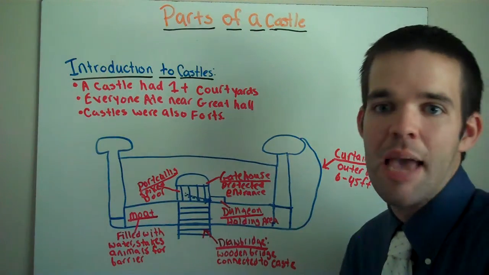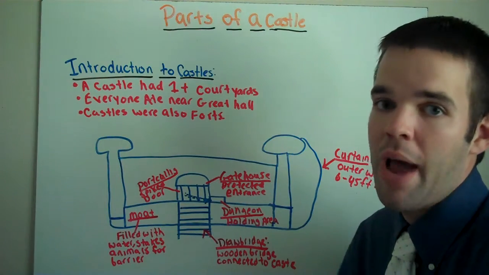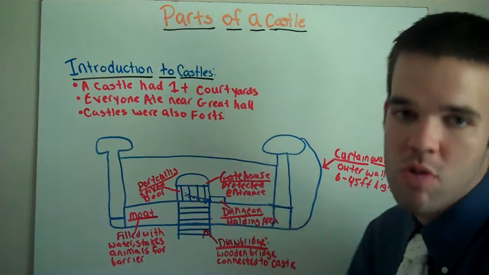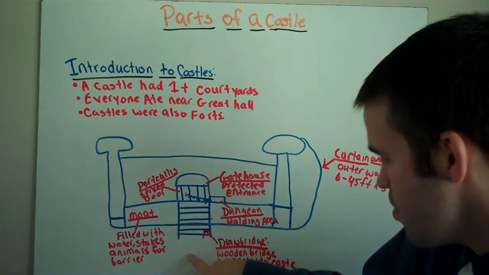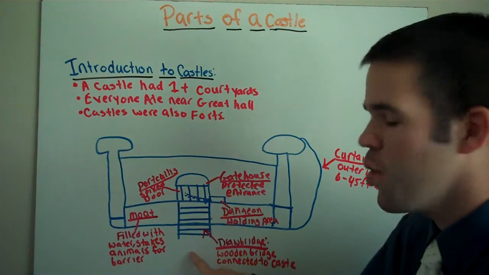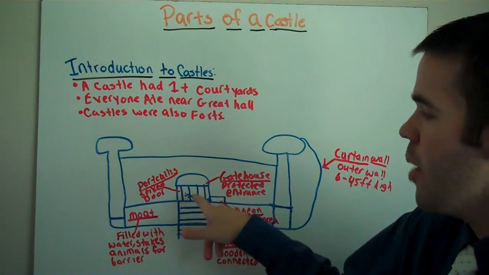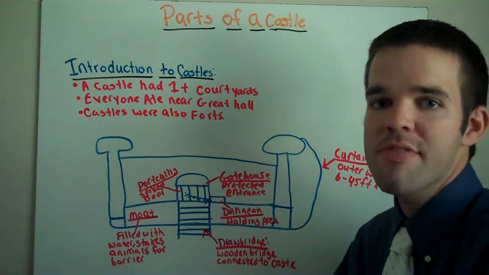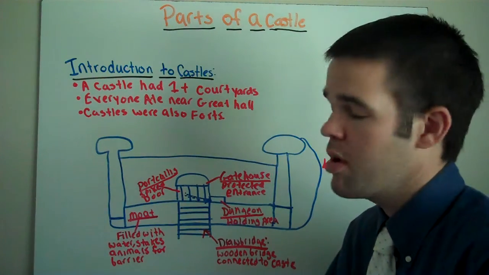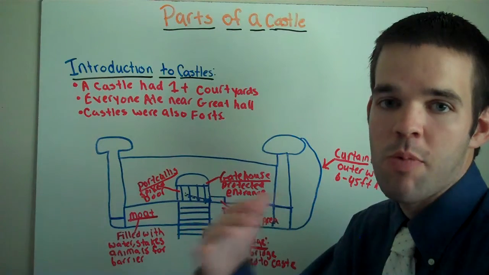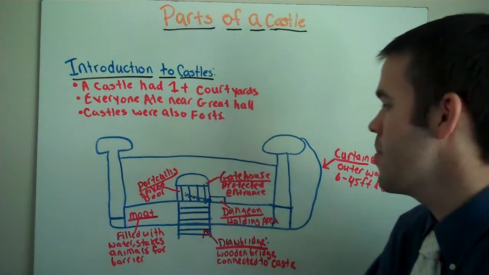Now, over time, they came up with new techniques to get around the curtain wall, which we'll talk about more in class. Let's move on to the drawbridge. The drawbridge is the wooden bridge connected to the castle. It goes all the way up to the door. Now, oftentimes the drawbridge would be able to get raised or stay in place.